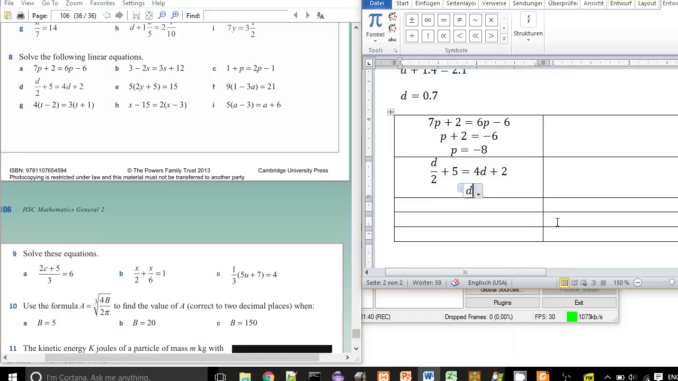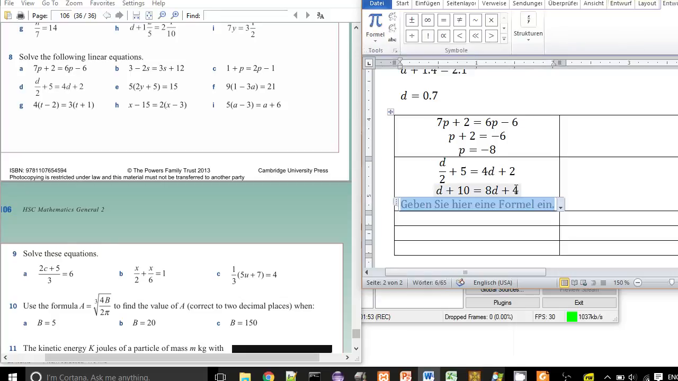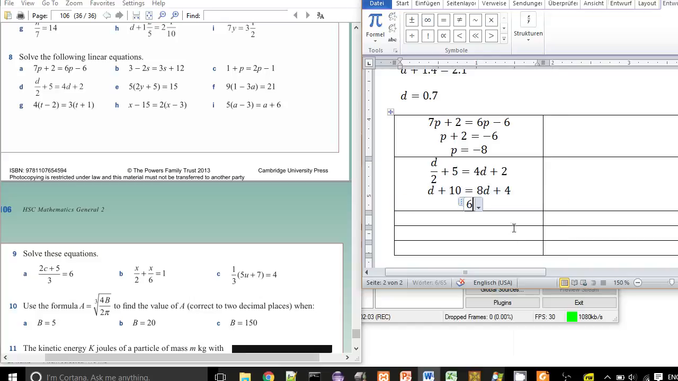Okay, so 5 times 2 is 10. 4d becomes 8d, and plus 2 becomes plus 4. So this equation is exactly the same as this one, but everything's doubled. Now this side's got more d, so I'm going to move the d over that way. And this side I've got to take off 4. So actually do it at the same time. Take away 4. 10 take away 4 is 6. 8d take away d is 7d.